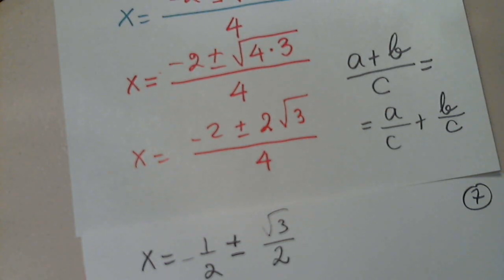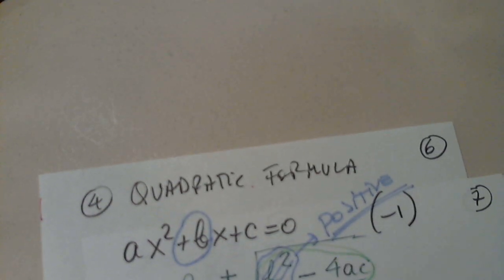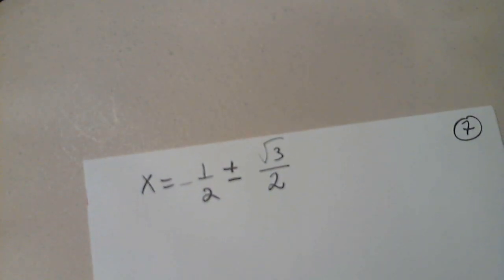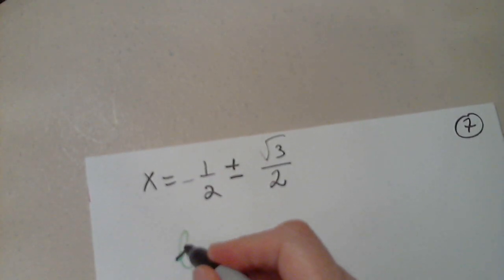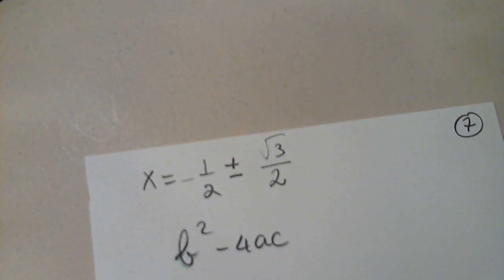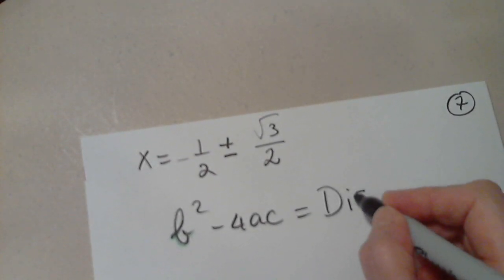Any questions on the quadratic formula? Anyone, please? Okay, I want to talk about this quantity. It has a special name. The b squared minus 4ac is a very important quantity, not with the square root, just the quantity under the square root. It's called the discriminant.